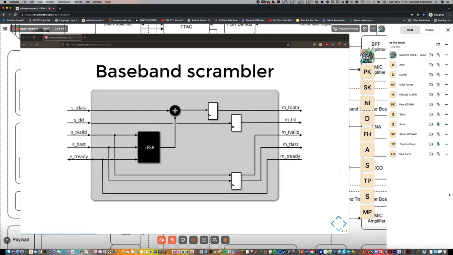The block diagram is simple. We have the LFSR with an initial value. The LFSR is going to be reset when the system is reset, as in the master reset or power-on reset, or when TLAST is asserted, and that indicates the frame completed. So we reset the LFSR in preparation for the next frame. Bit zero is then XORed with the input data, which produces the output data.